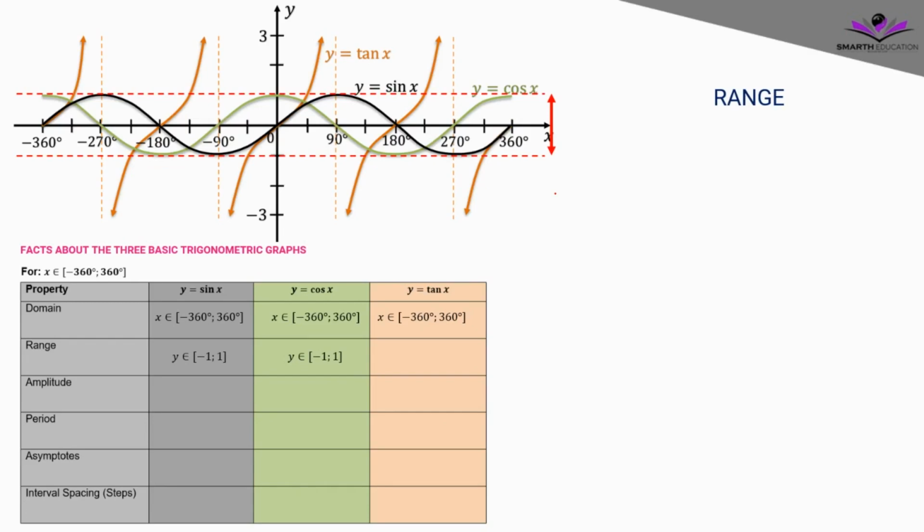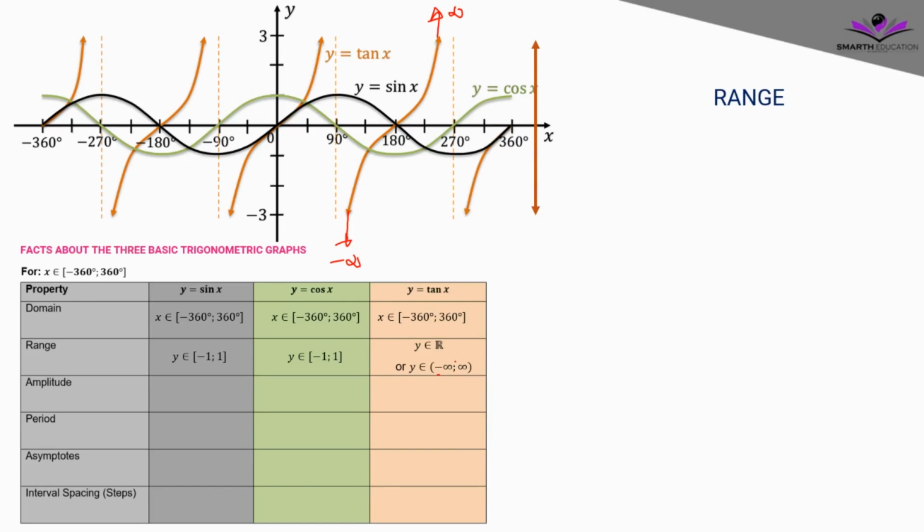What about the tangent graph? Y is equal to tan x. It does not have a minimum, it does not have a maximum. You see that? It goes on, goes on. So it means our y value will start from negative infinity to infinity. So you can say y is an element of real numbers, or you can say y is from negative infinity to infinity if we prefer to use the interval notation.